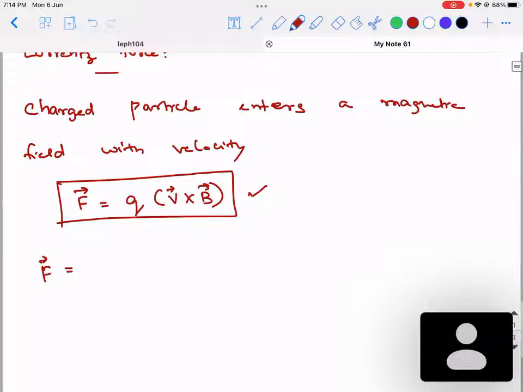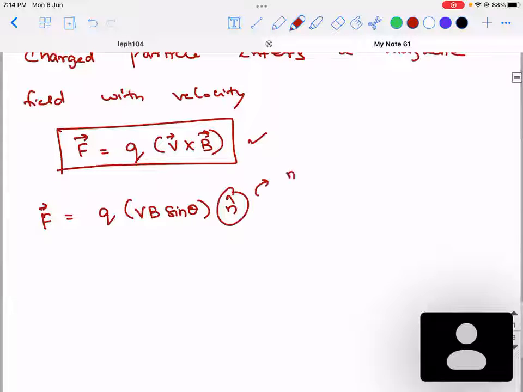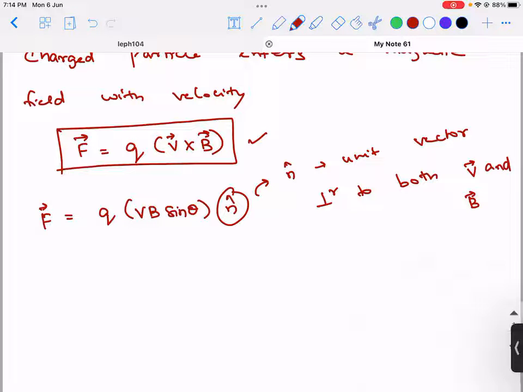Or this will also be F vector is equal to Q into VB sin theta with an n cap, where the n cap is a unit vector perpendicular to both V vector and B vector. Right? Accepted?